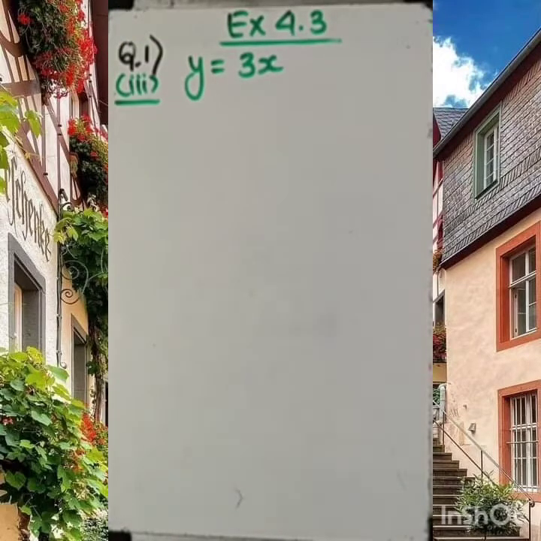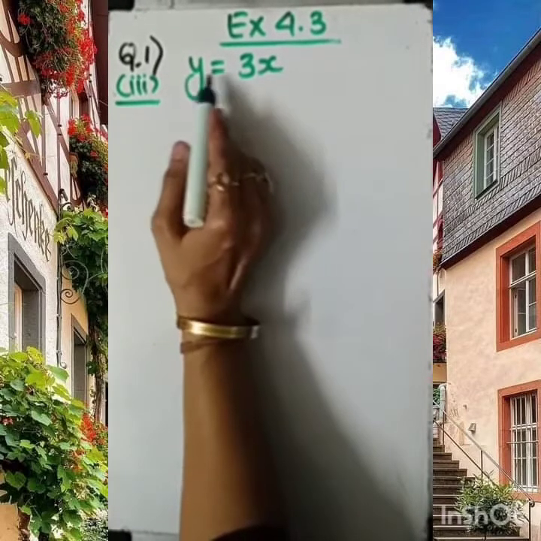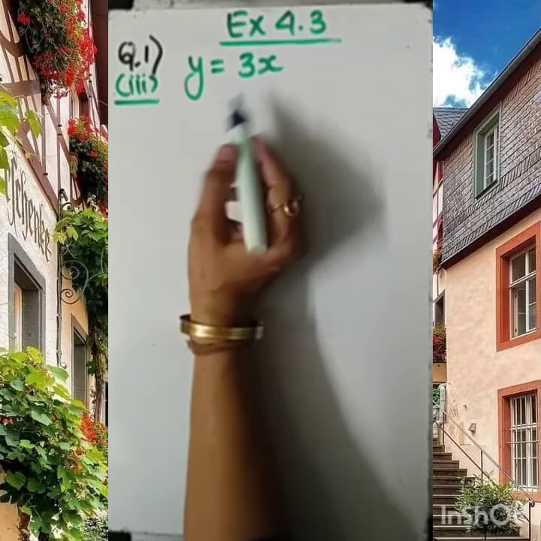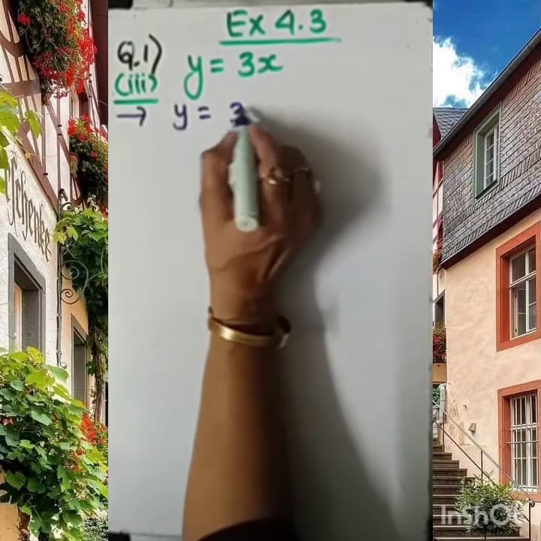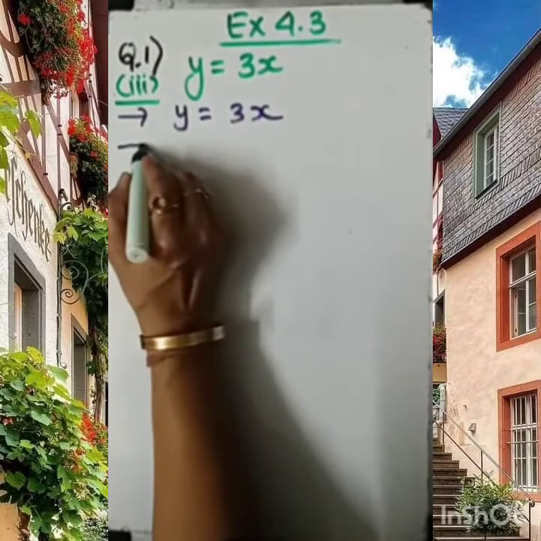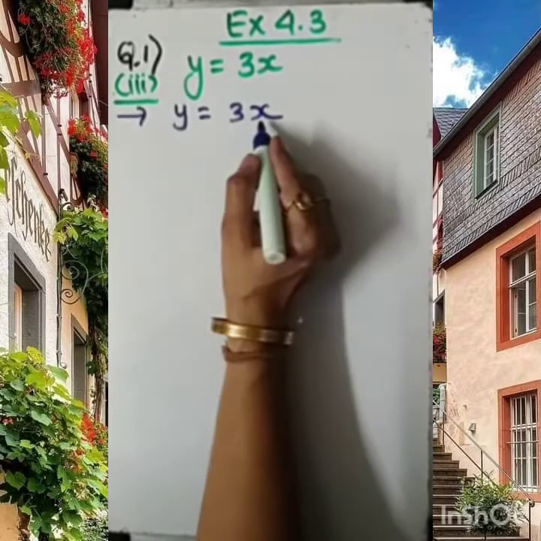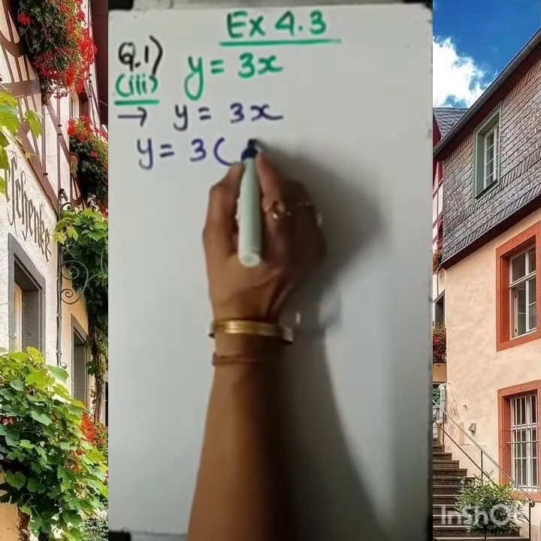So dear student, the third equation which we are given in question 1 is y equal to 3x. Now in this you can see y and x are two different variables. In y equal to 3x, y is already the subject. So for different values of x, we will find the value of y. So let's start. Be ready.